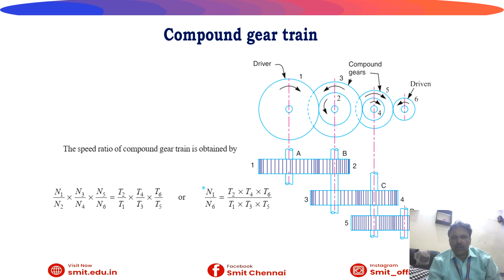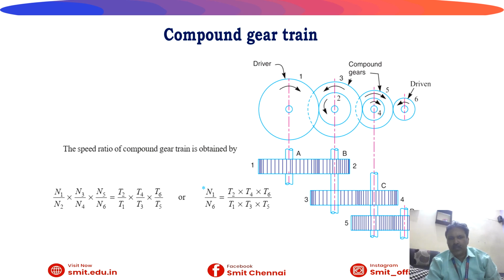Now let us see about the compound gear train. In a compound gear train, the same axis of the shaft has one or more gears. So this is what we can see. The compound gears, that is 2 and 3, come under compound gears. The 4 and 5 are two gears attached on the same shaft. That's why they are termed compound gears.